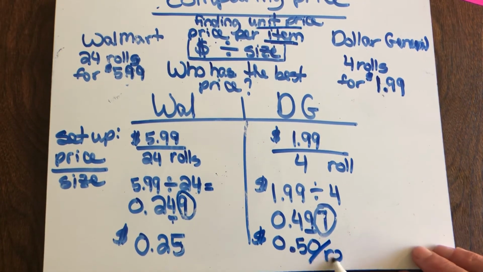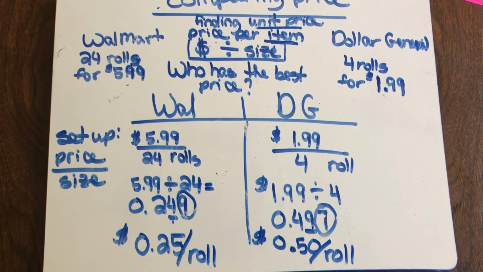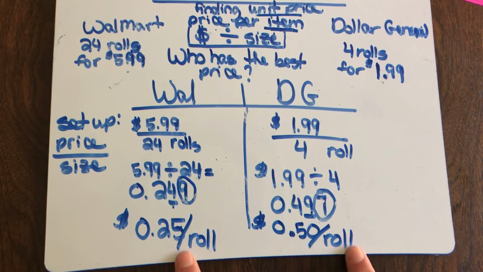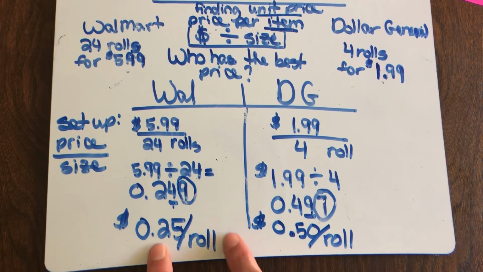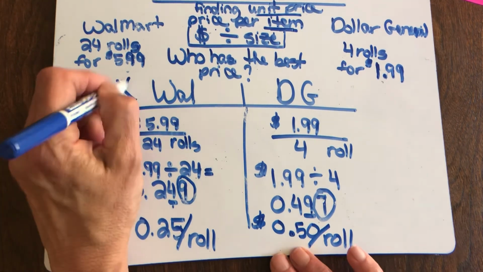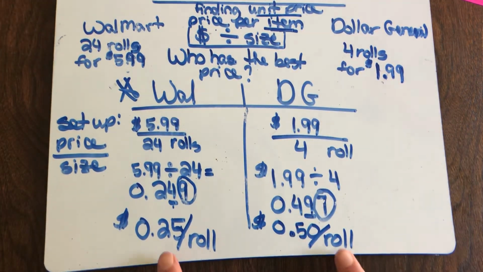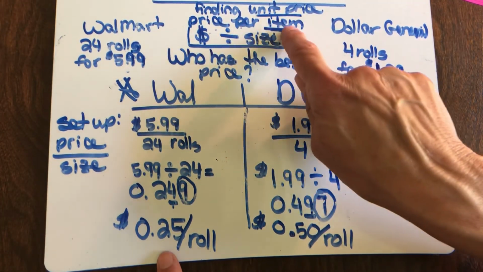Now look, when you report your unit rate, you have to put your words as part of your answer. So it's 25 cents per roll is how you say that. 50 cents per roll. So now who's the better price? Well, Walmart's the better price. Okay. Even though it seemed like more at the front, it's a better price when you work it out, when you calculate price per item.